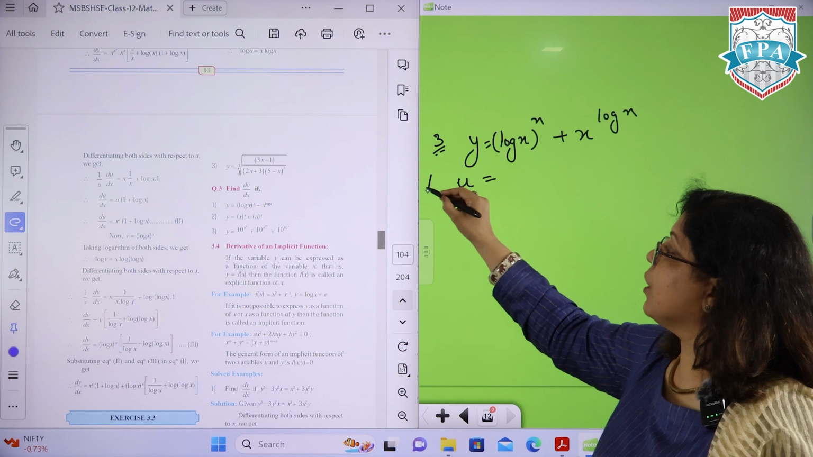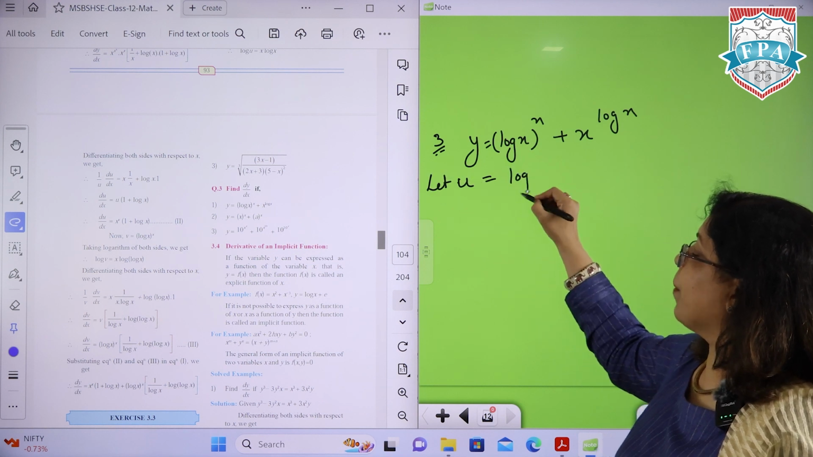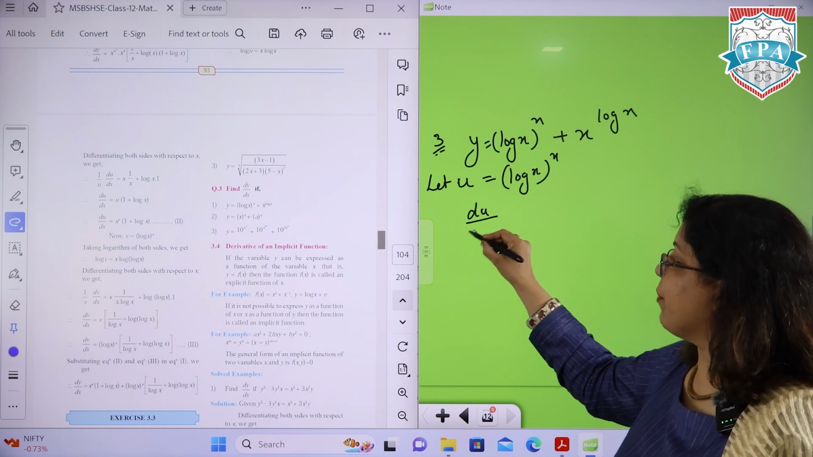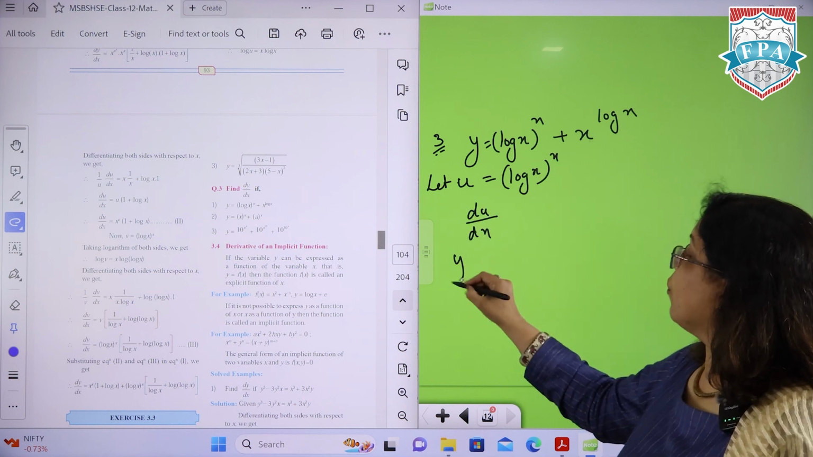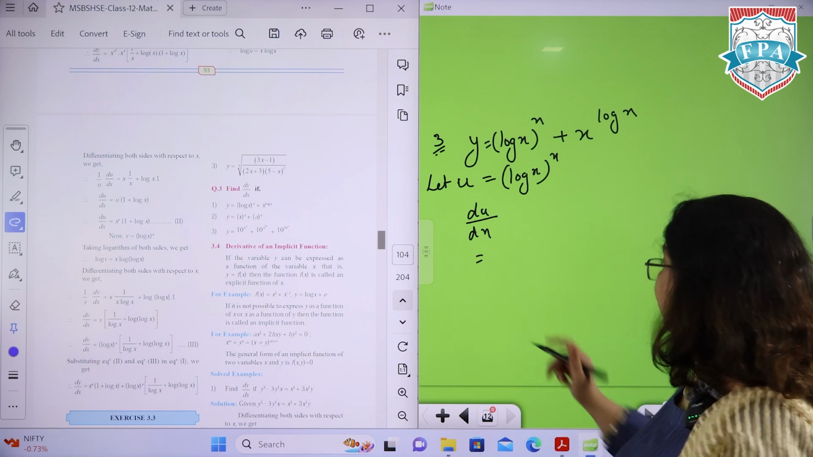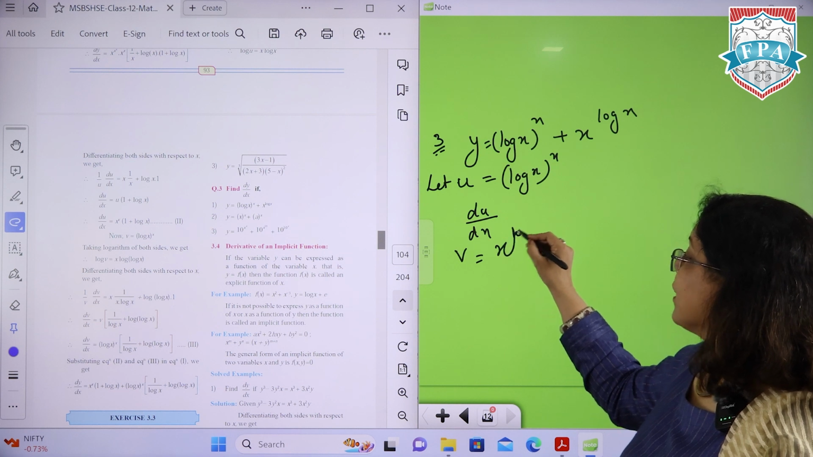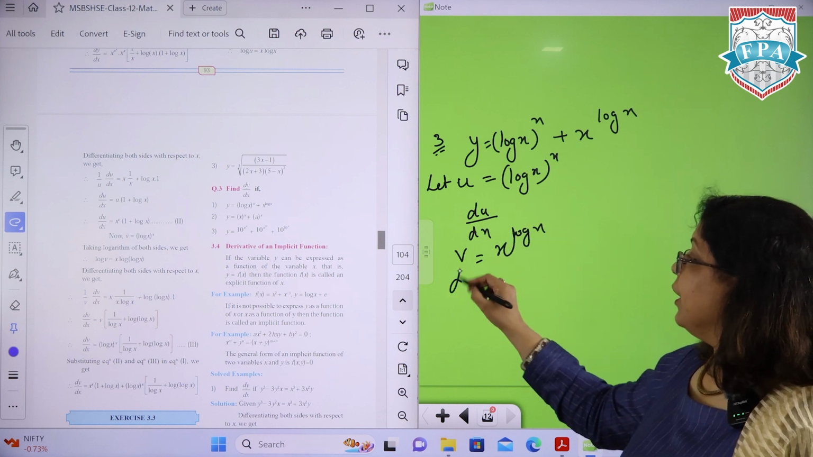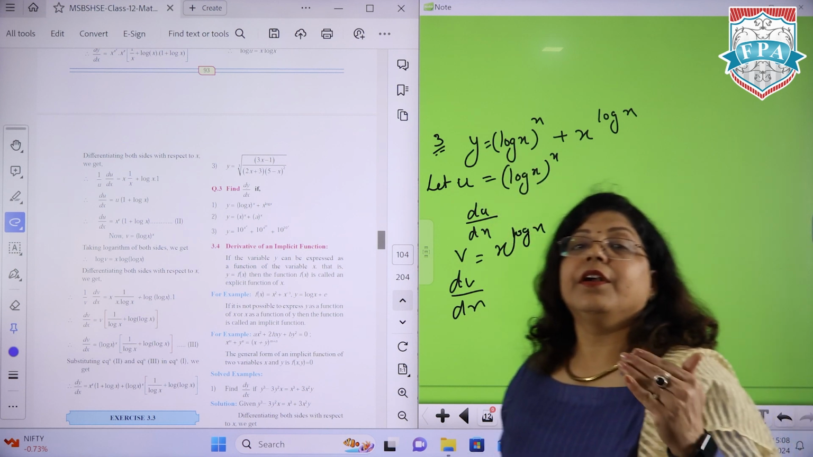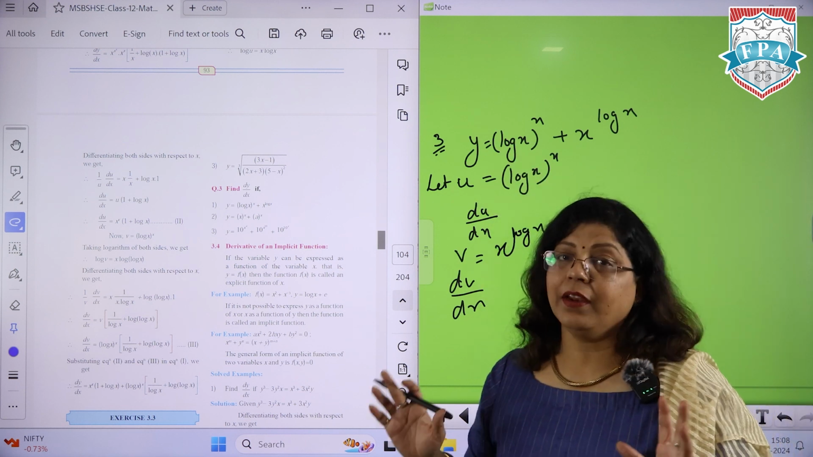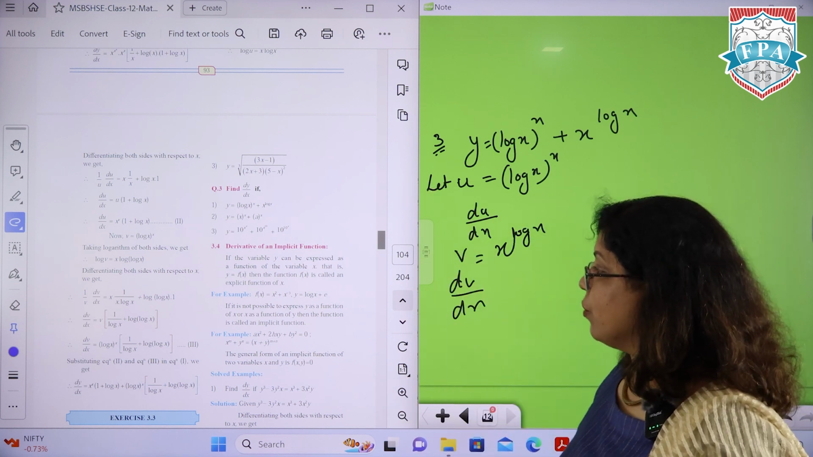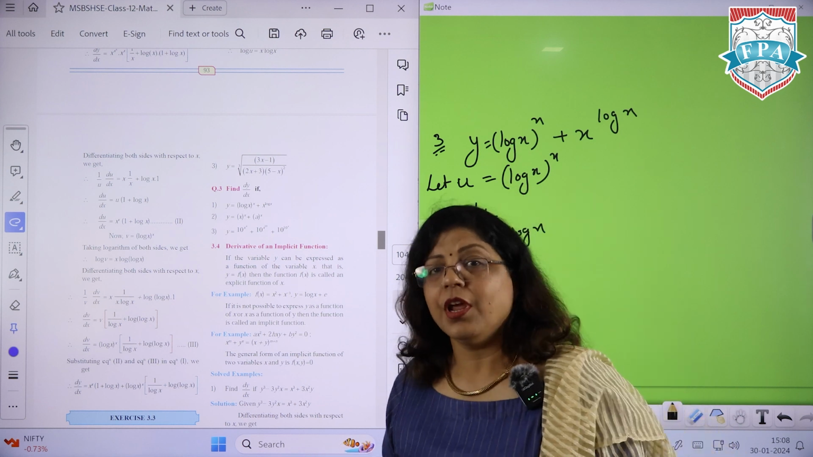Like let u is equal to (log x) to the power of x. Then solve this part, come to du by dx by the same method. Then let v is equal to the second part, which is your x to the power log x, and then take dv by dx, and your final answer dy by dx will be du by dx plus dv by dx. So in this manner, this is the third kind of question which will come in differentiation, and we'll be able to solve that properly.